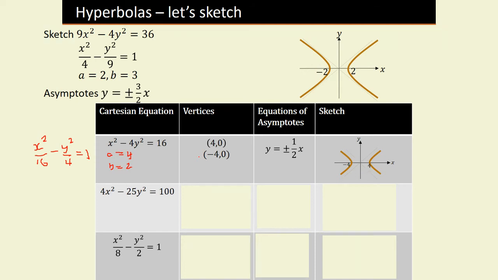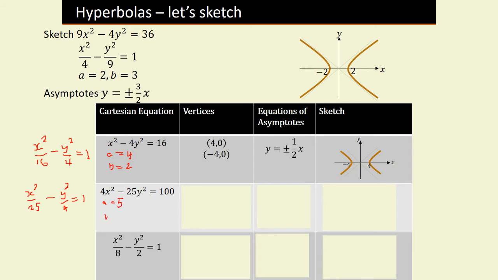Okay, next one, we're going to have to divide through by 100, aren't we? Because we need to get that down. So I'm going to get x squared over 25, minus y squared over 4 is 1, dividing through by the 100. So again, I've got the a value quite easily. It's the square root of 25, so that's 5.